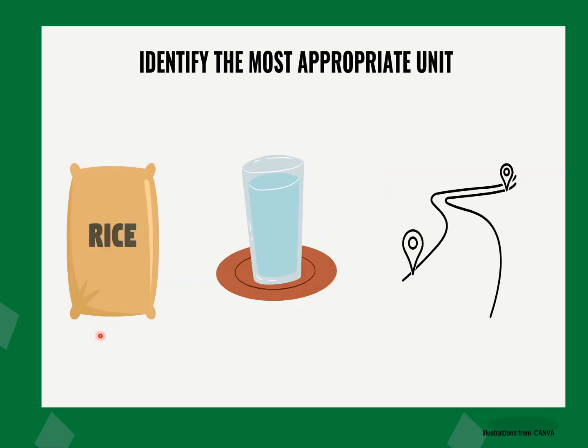Let us try to identify the most appropriate unit of measure. Number 1. A sack of rice. Is the appropriate unit kilogram, centimeter, or liter? If your answer is kilogram, you are correct. Kilogram is for mass. Centimeter is for length, while liter is for capacity.